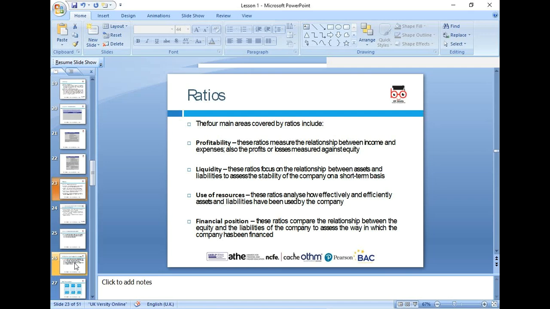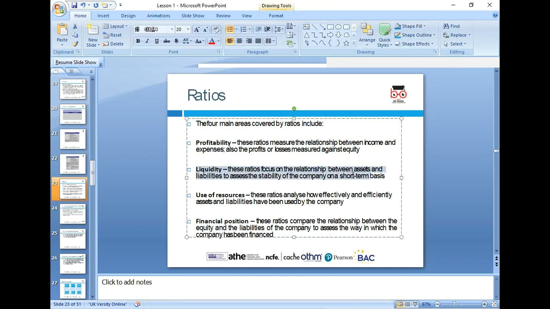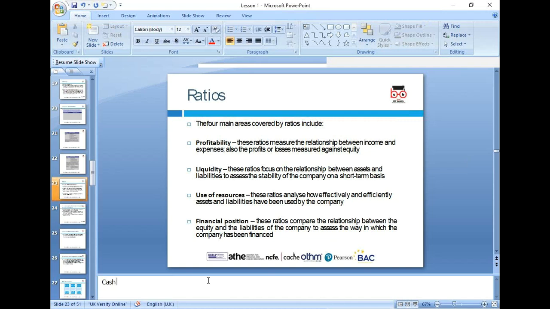Now, what's the difference between liquidity and financial position? Because they both look at the relationship between assets and liabilities. So liquidity is based on short-term assets, which are near to cash. Short-term assets are known as current assets. So we're looking at the relationship between current assets divided by current liabilities, and that's what you calculated earlier, which we call the current ratio.